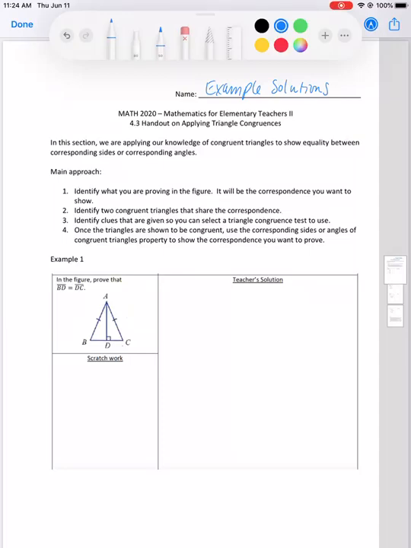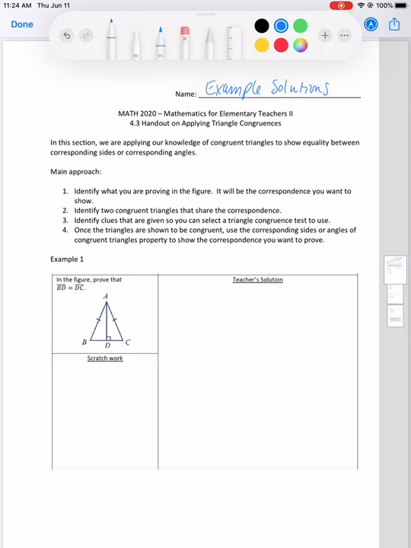Okay, class, welcome to the Math 2020 video on handout 4.3. We're going to apply our triangle congruences to little figures where we can find some lines, some segments, and some angles that are the same. So in this section, we're applying them to show equality between corresponding sides and corresponding angles.